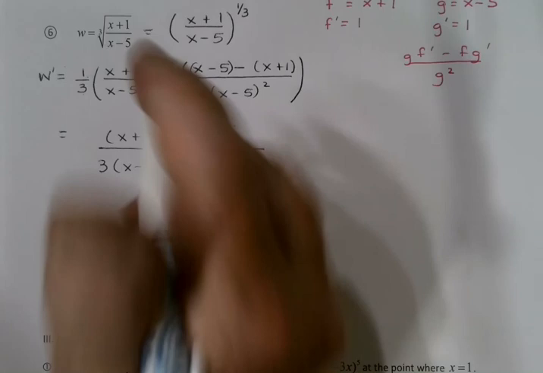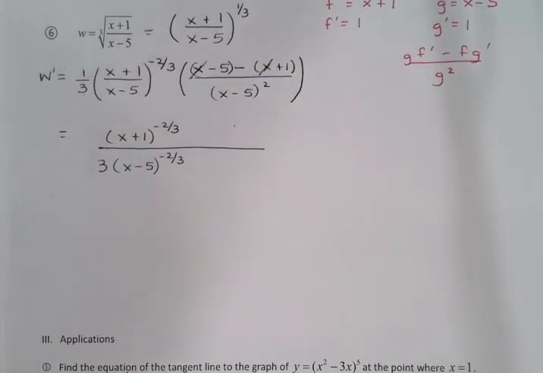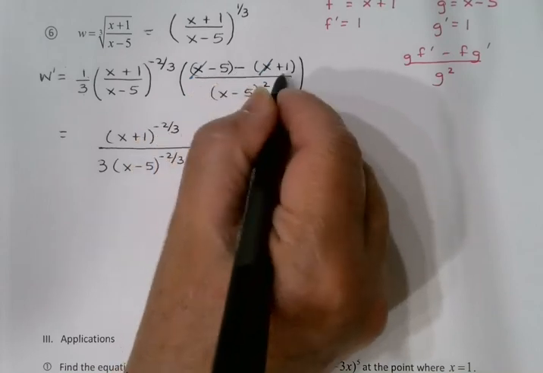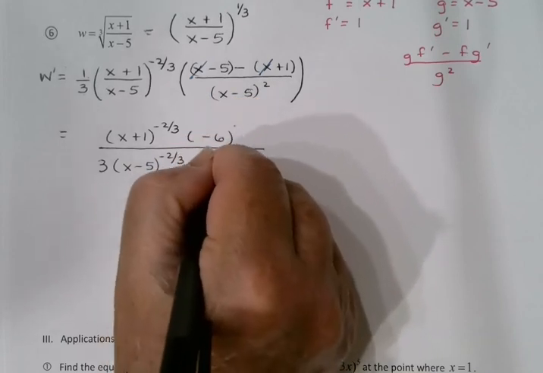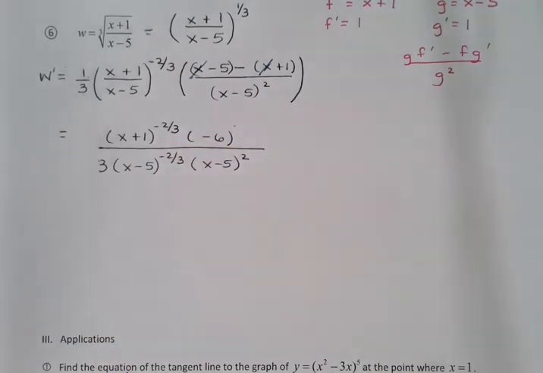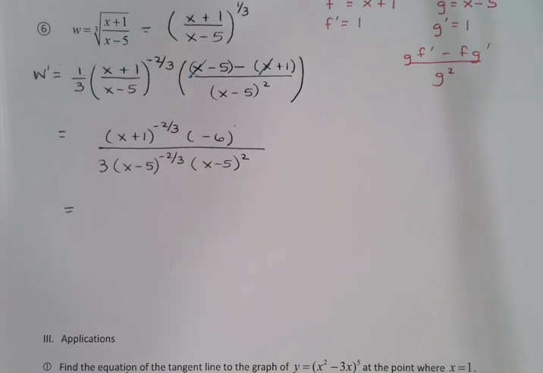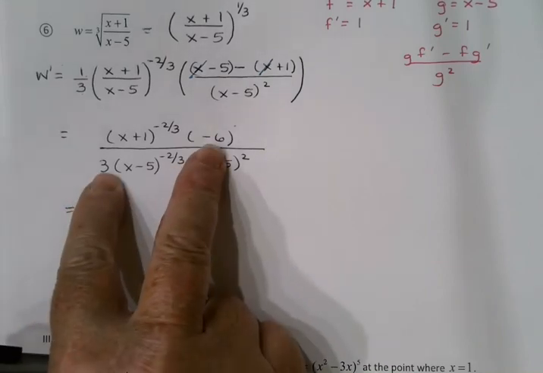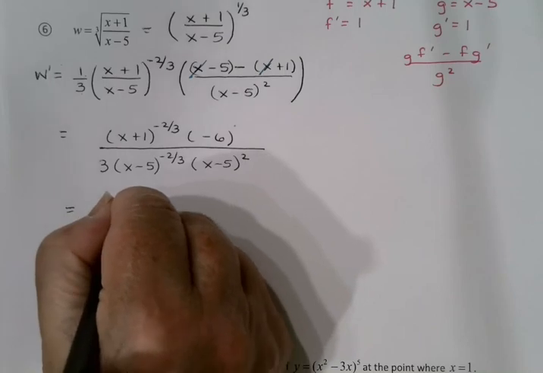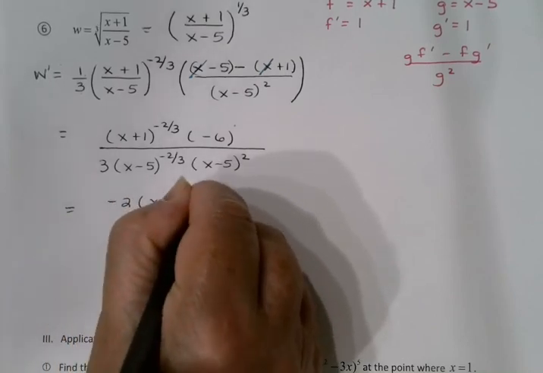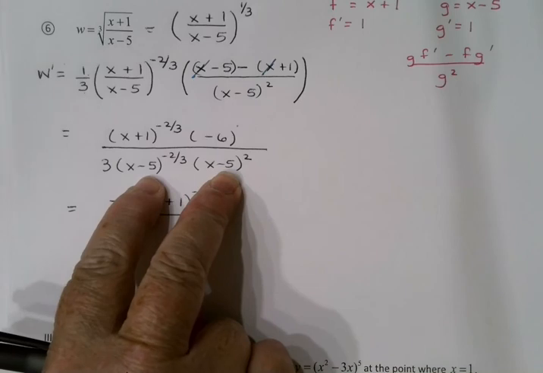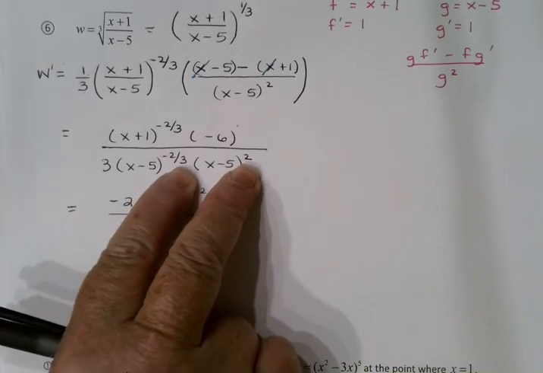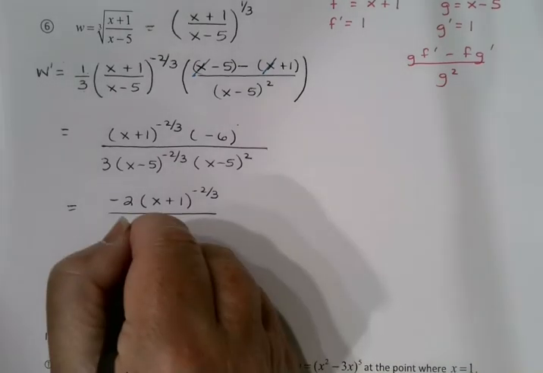Up here, I can see that x minus x is going to be 0. And then I'll have negative 5 minus 1, so negative 6. And on the bottom, I've got x minus 5 squared. Great. So let's keep going a little bit here. I've got the negative 6 divided by 3, so that's negative 2. And then I've got the x plus 1 to the negative 2/3. And on the bottom, since these are the same factor, I can just add the powers. 2 minus 2/3 would be 4/3.